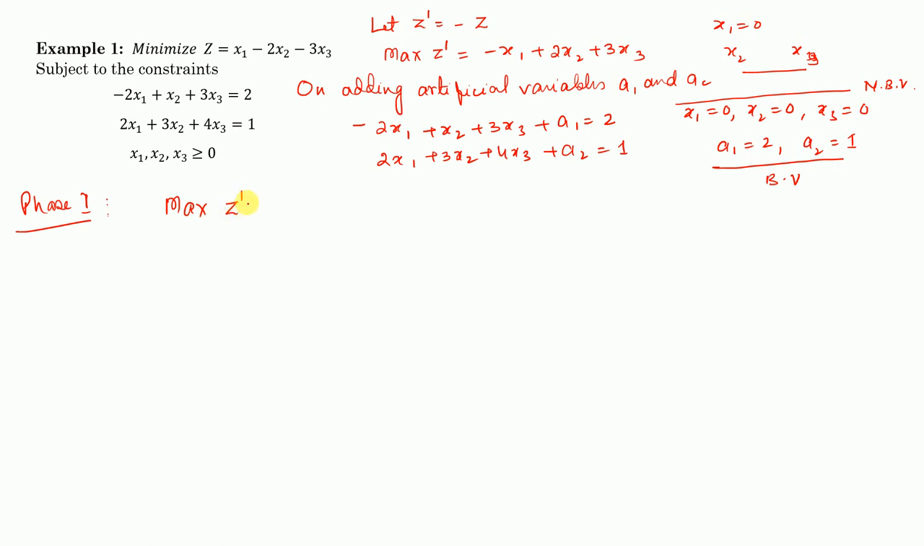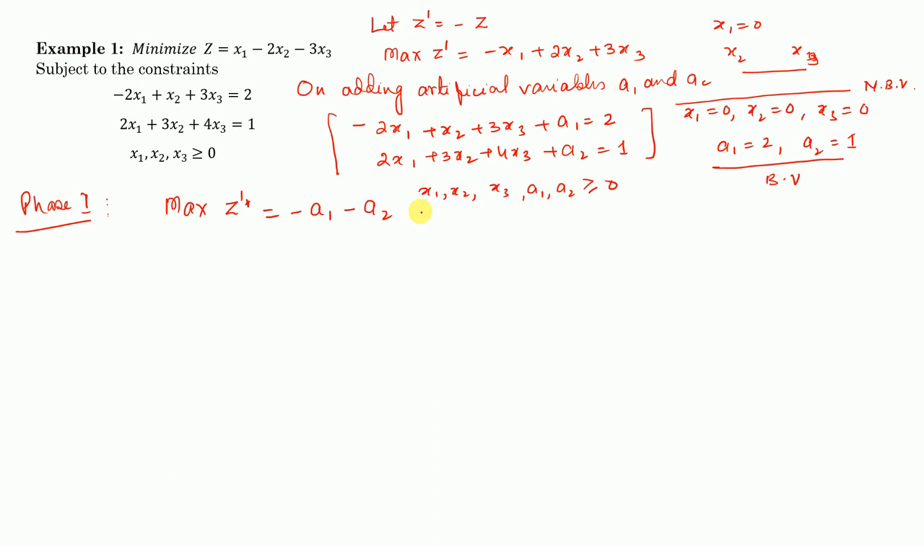You can write it z dash, or say another symbol z dash star, equal to, here you will write only the artificial variables with negative sign, minus a1 and minus a2. So this is the objective function for first phase, and the purpose of this is to find the initial basic feasible solution for this original problem. Constraints are these two equations. Non-negative restriction, if you wish to write, is x1, x2, x3, a1, a2 greater than equal to 0. So there is a new problem. Objective function is this one, constraints are this one, and there is a non-negative restriction.